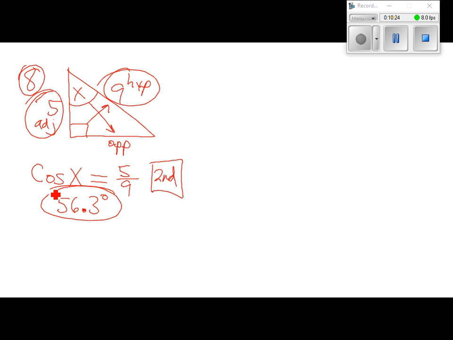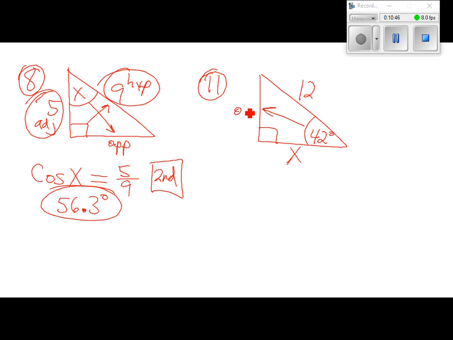Next one, number 11. Problem number 11 looks like this. 42-degree angle. That's 12, that's x. Same idea here. It looks like we're going to have to use sine, cosine, or tangent. So I labeled the triangle. That's my opposite leg. That's my hypotenuse. This is the adjacent leg.